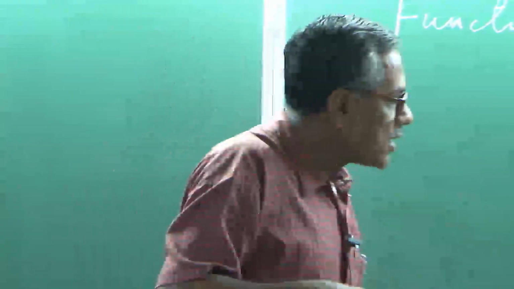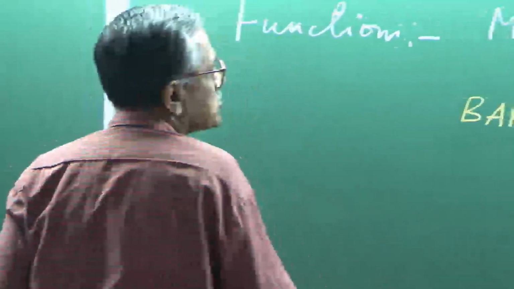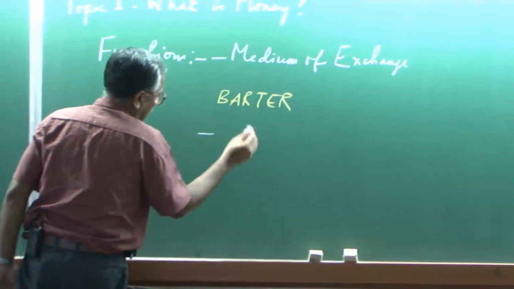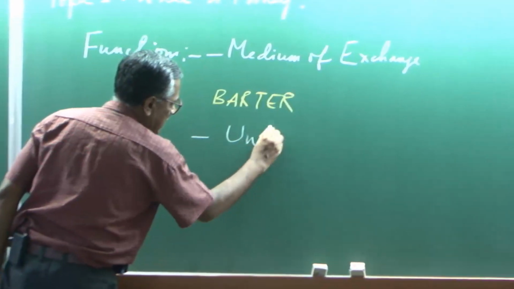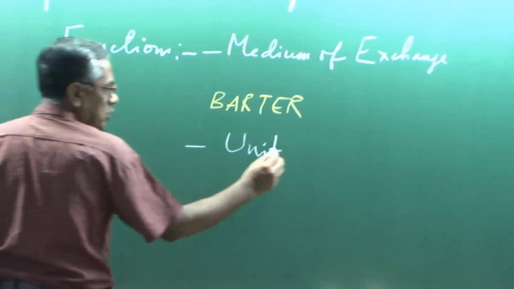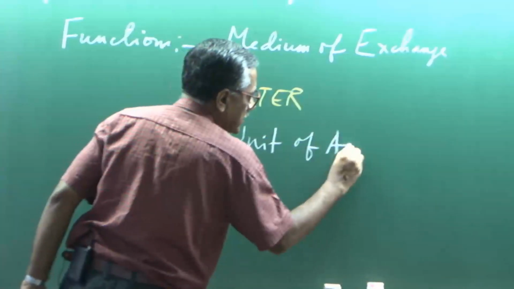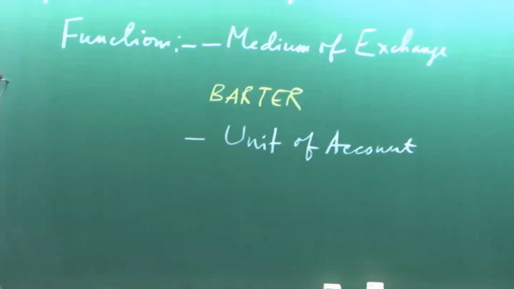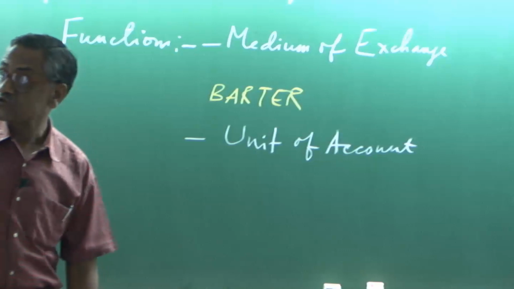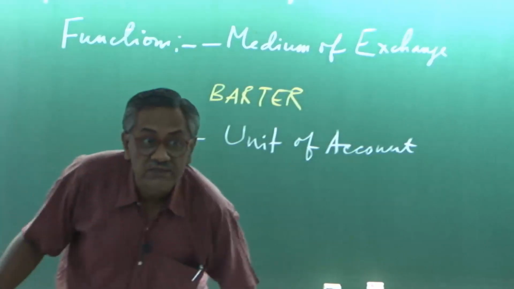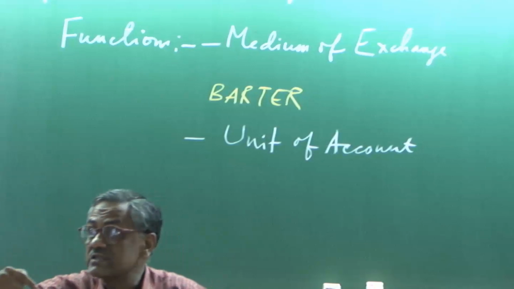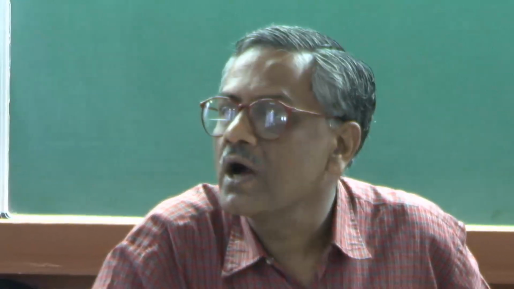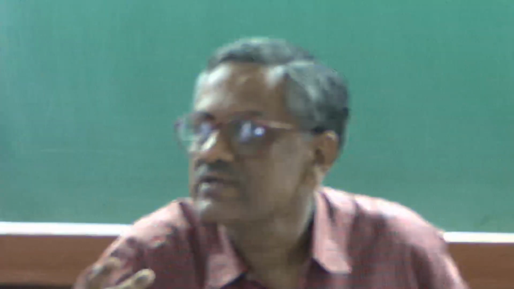Another important function that it has is that it has simplified the system of accounting. So, you can keep your accounts in money, as a unit of account. With barter, you have so many prices, which are relative prices: shoes in terms of shirts, shirts in terms of tables, tables in terms of something else. But now between any 2 items there is one price.